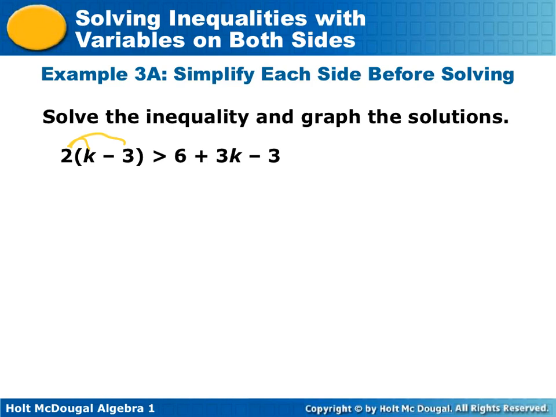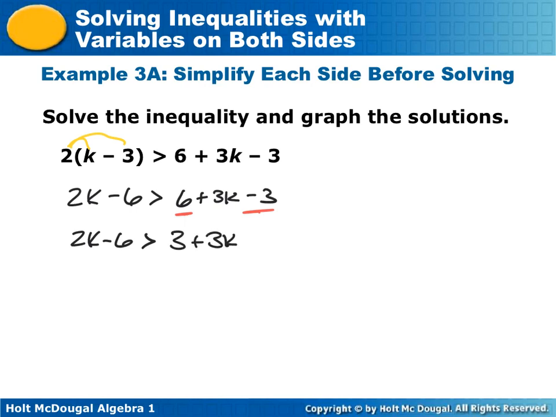Okay, so once you do that, you end up with 2k minus 6 is greater than 6 plus 3k minus 3. And now, you could have simplified the right-hand side as you went, but I'm just trying to show you step by step. But then I notice I have like terms on this side. So I've got 2k minus 6 is greater than, well, 6 minus 3 is 3, plus 3k.